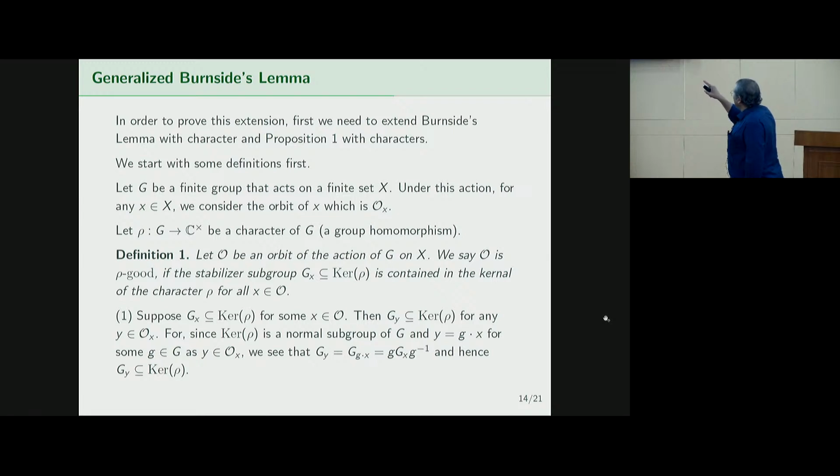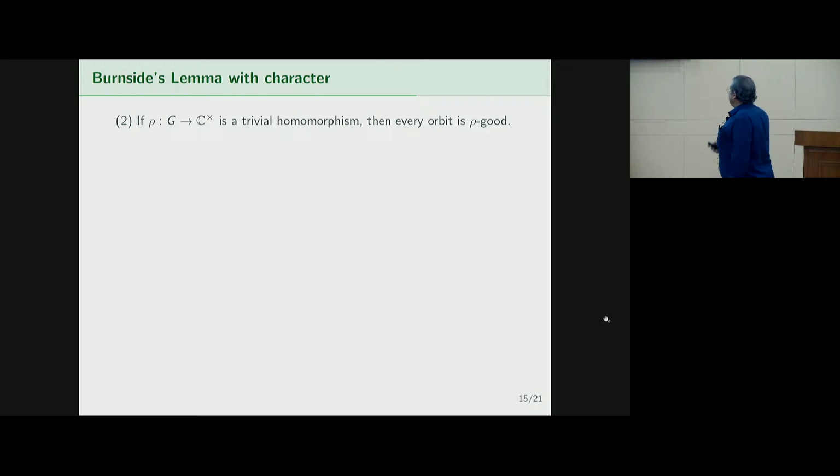When rho is the identity character, suppose rho is a trivial character, then the whole G is going to be there, so every orbit is going to be rho good. That is what Burnside lemma is. This is just refining it. Every orbit is rho good. Okay, we prove the generalization.